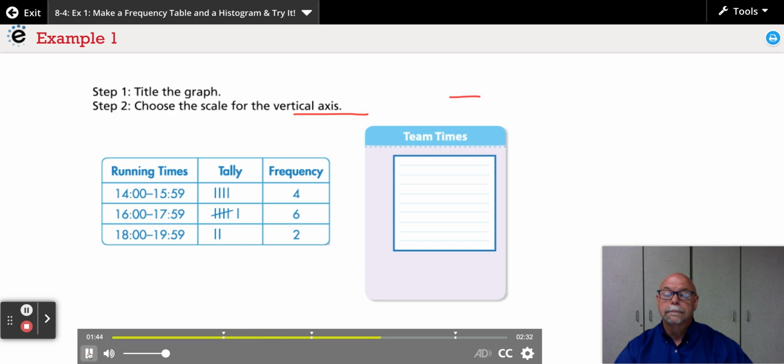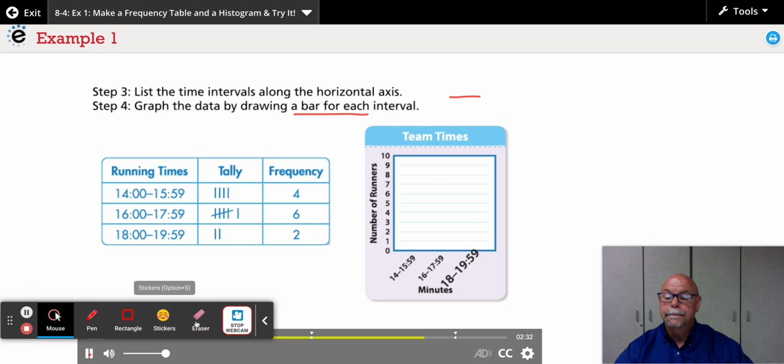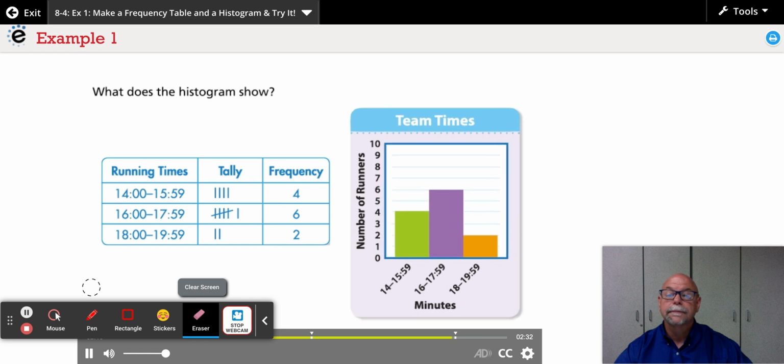Step 1. Title the graph. Step 2. Choose the scale for the vertical axis. Step 3. List the time intervals along the horizontal axis. Step 4. Graph the data by drawing a bar for each interval. What does the histogram show?